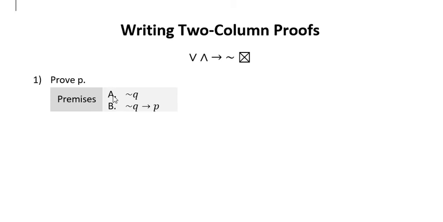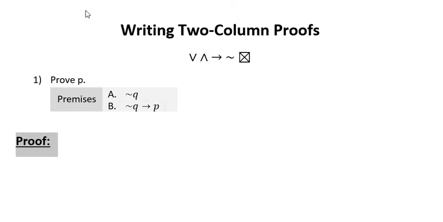The premises that they give me are negation of Q and negation of Q then P. Those are the things that I already know. With those things I need to prove that P is true. So how are we going to begin? We're going to begin by writing the word prove. Make sure you do that. That's how we begin.